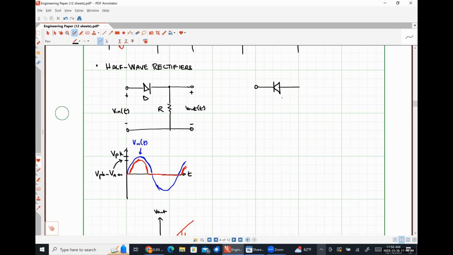Here's our diode. Here's our resistor. Here's our input voltage and our output voltage. Plotting things, we'll have something like this.